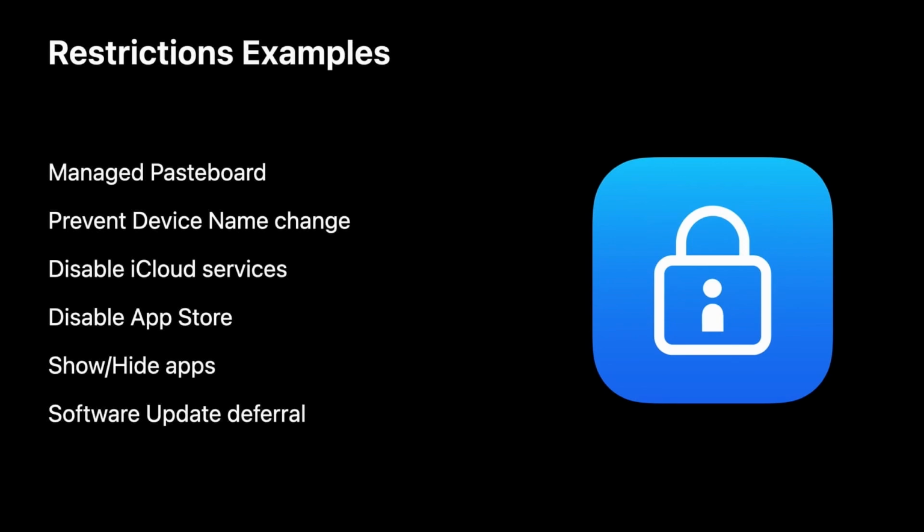Other restrictions include the ability to disable iCloud Keychain, iCloud Backup, or the App Store. Restricting iCloud features can prevent data leakage or avoid data sovereignty situations. You can even hide or show any apps you want, be they third-party apps or system apps, with the exception of the phone and settings apps. This can be used so that the device only runs approved software.